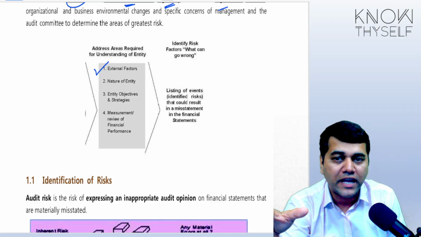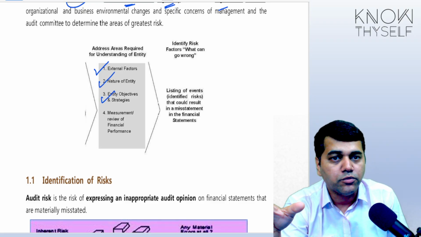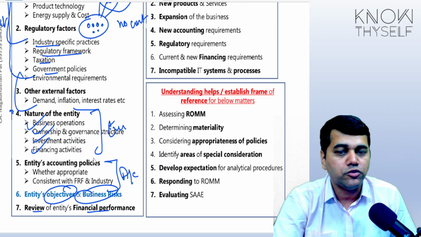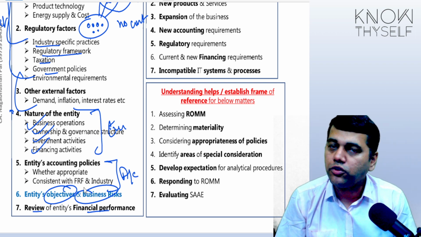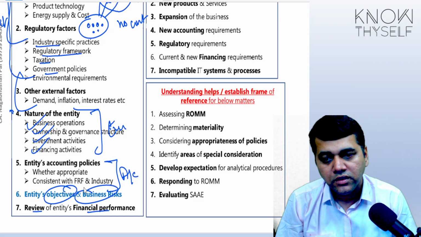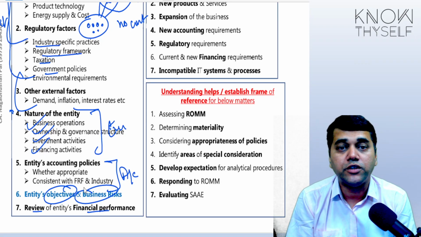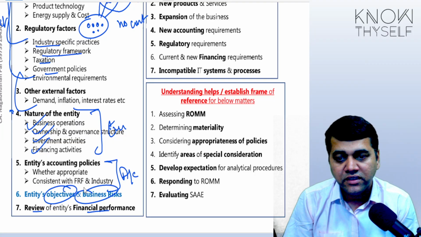So these are the four aspects: external factors, nature of the entity, entity's objectives and strategies, because your objectives decide business risks. You want to get into it, you have got a risk. You don't want to get into it, you don't have a risk. So what is your business risk? Business risk comes from your objective. What is your business objective? Do you want to expand? Do you want to stabilize?